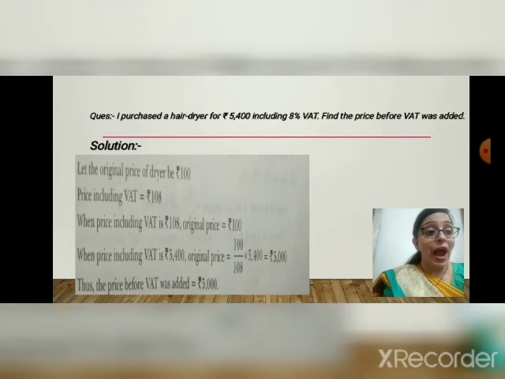When the price including VAT is 5400, the original price is 100 upon 108 into 5400. When we calculate, it will become 5000. Thus, the price before VAT was added is 5000. It means we are giving 5400 in total to the shopkeeper, but the shopkeeper will take 5000 and he will pay 400 as tax to the government.